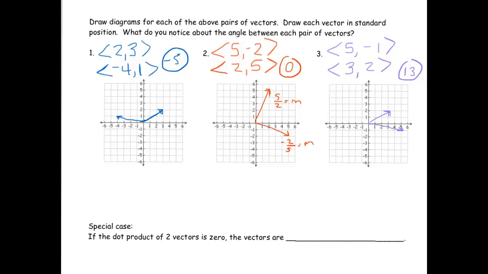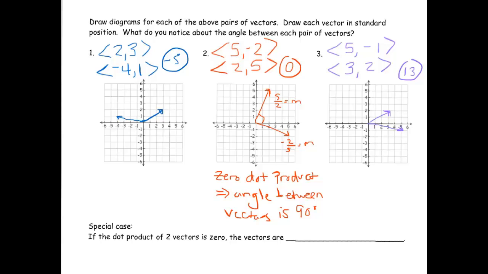And if you remember from Algebra 1, two lines whose slopes are opposite reciprocals are perpendicular. And so what you should notice is that a 0 dot product means that the angle between the vectors is 90 degrees.